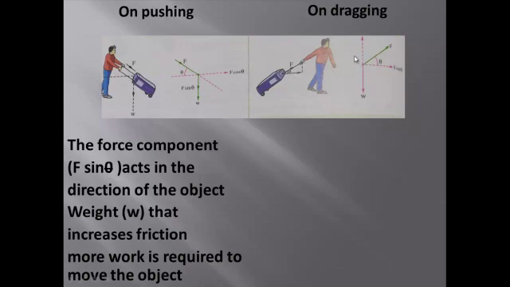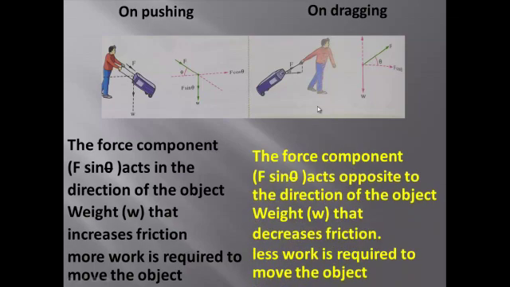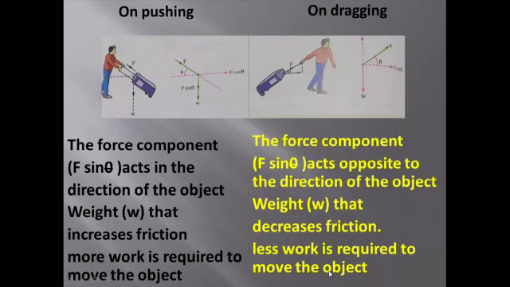Do you understand? And the same idea here, but the force is towards up. So F sine theta will be up. Do you understand the difference? Here, look, the arrow of F is down, so F sine theta will be down with weight. But here, the arrow of force is up, so F sine theta is up in the opposite direction of weight. So it decreases friction, and less work is required to move the object. Okay?